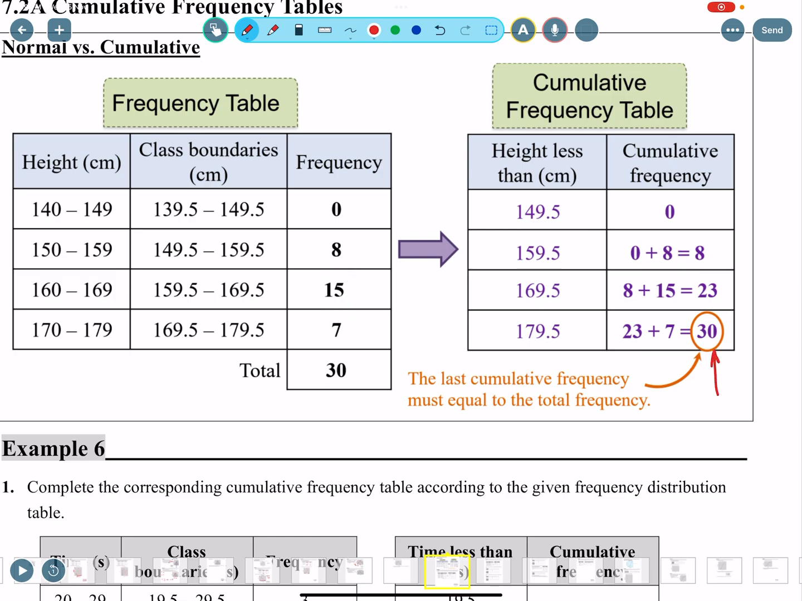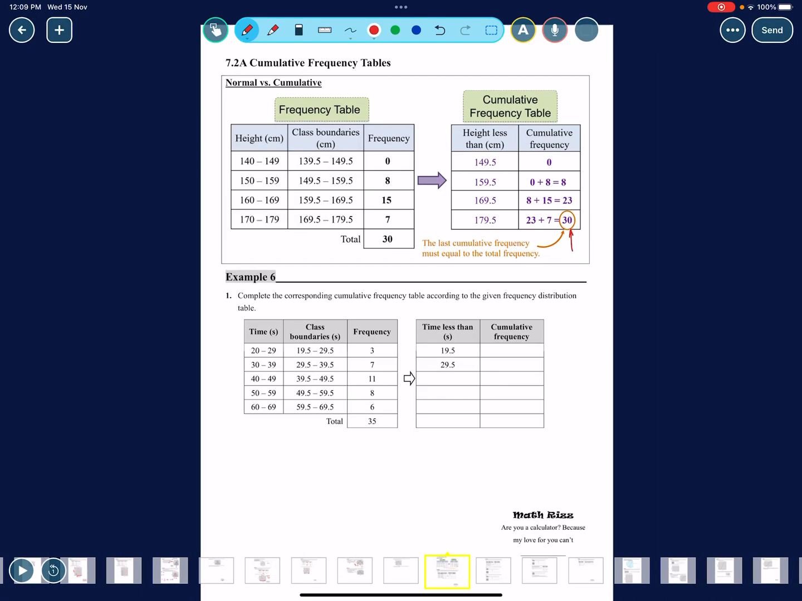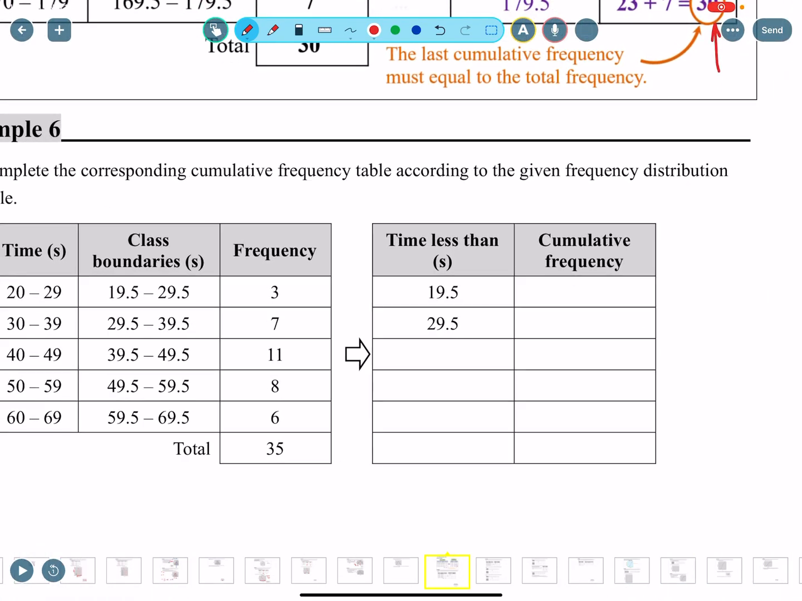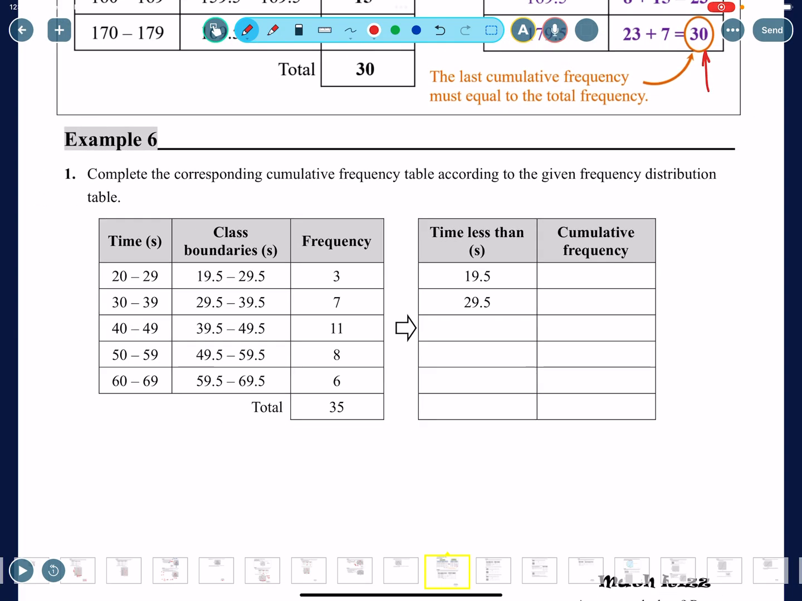So the last number you see is always the total number of students, 30. So in total, there are 30 students. That's the meaning of cumulative frequency. So cumulative is basically the sum, or the result of the sum, something like that.